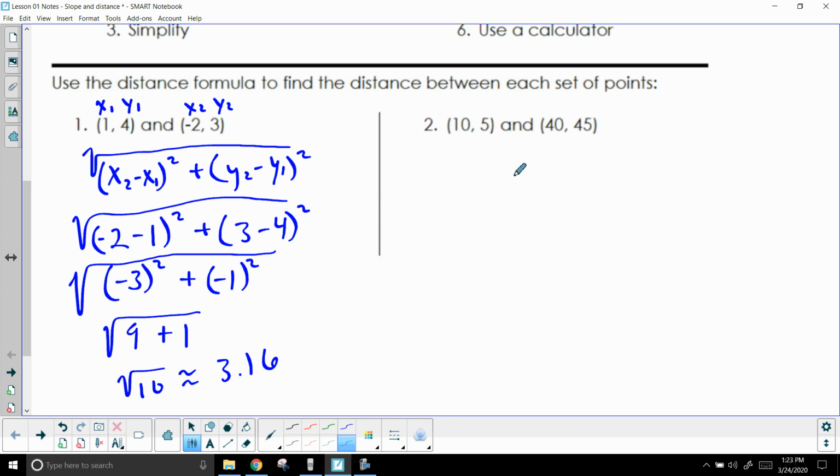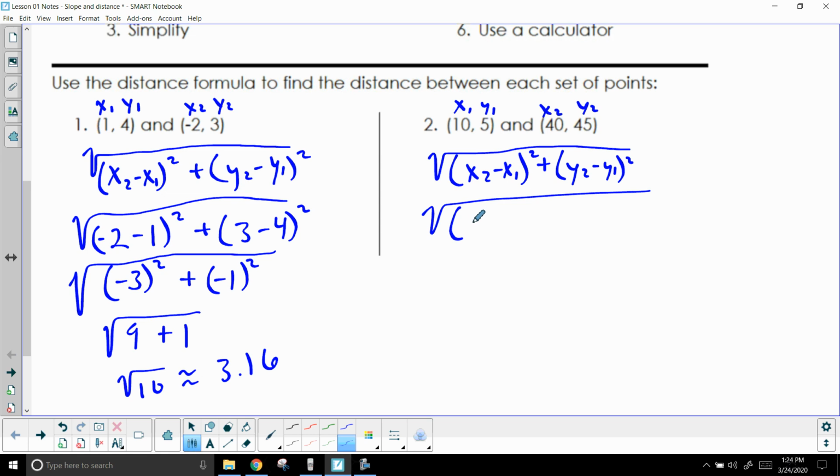Okay, pause the video and try this one out. Alright, we're back. Again, we're going to do x1, y1, x2, y2. The formula again is x2 minus x1 squared. Don't forget the squared. y2 minus y1 squared. Plug in what you know.